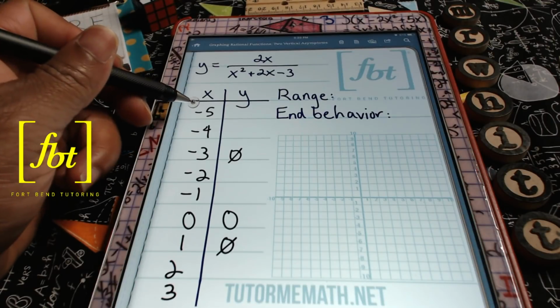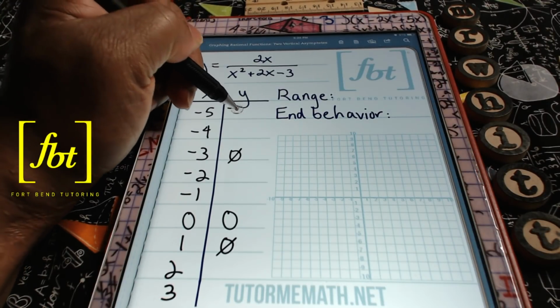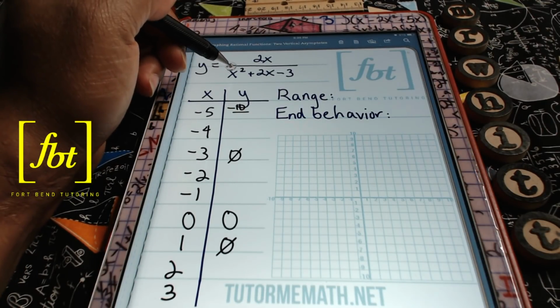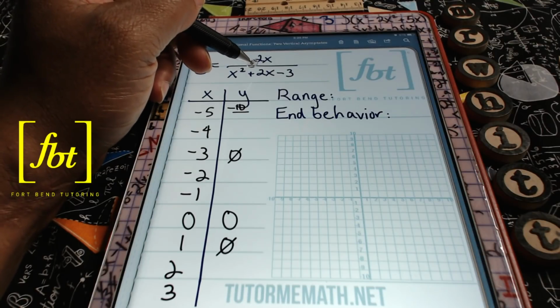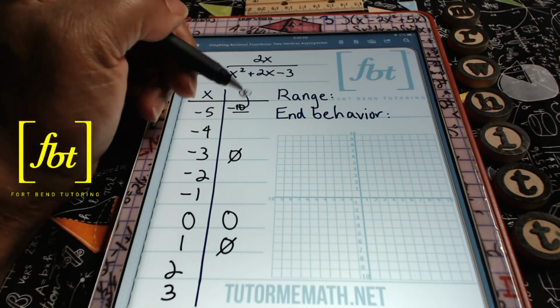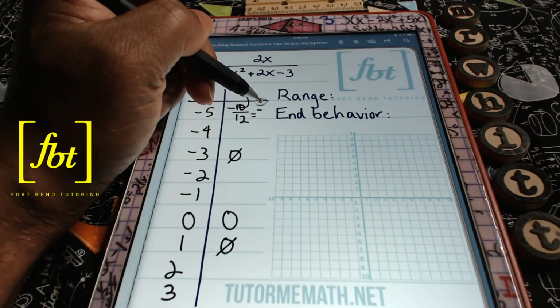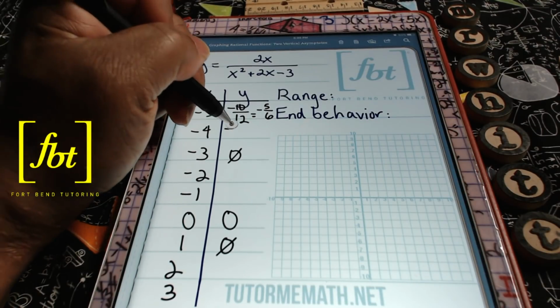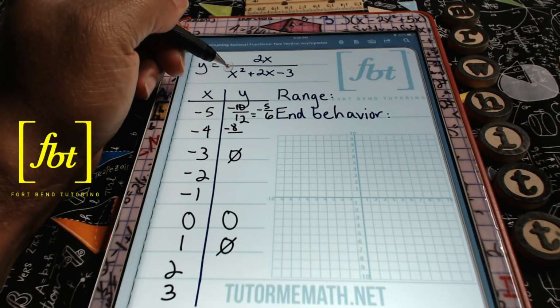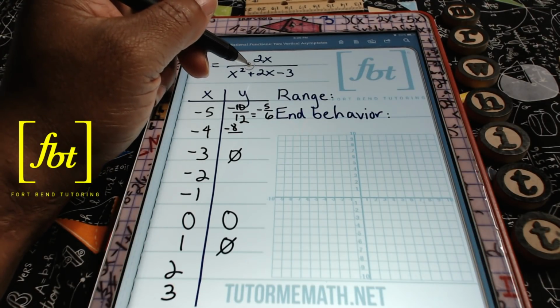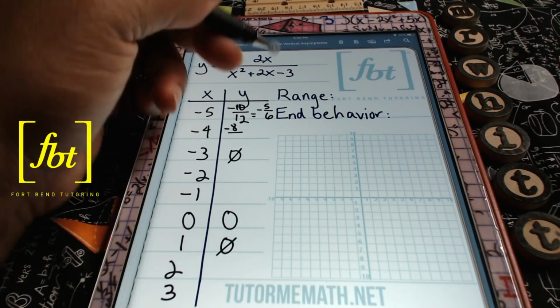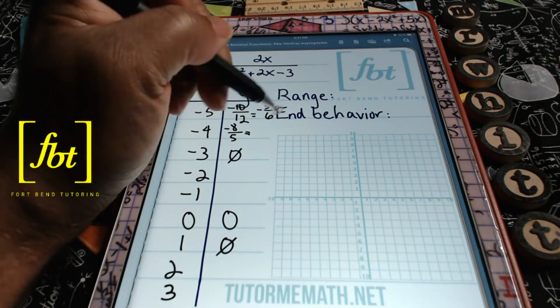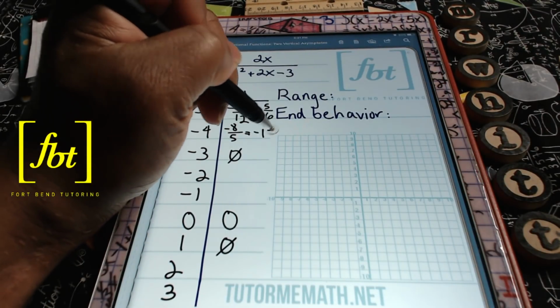We'll start with negative 5. With negative 5, I'll have negative 10 in the numerator over 25 minus 5 is 20... that is, 25 minus 10 is 15, 15 minus 3 is 12. And this simplifies to give me negative 5/6. Plugging in negative 4, that gives me negative 8 in the numerator over 16 minus 8 is 8, and then 8 minus 3 is 5. As a mixed number, this gives me negative 1 and 3/5.